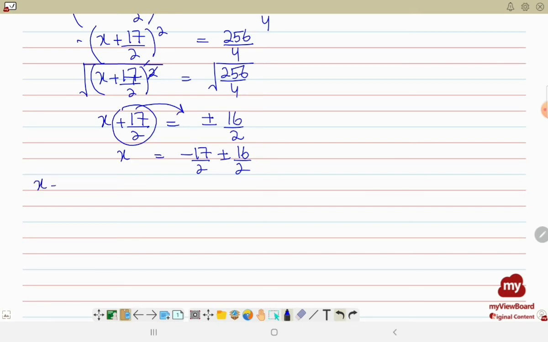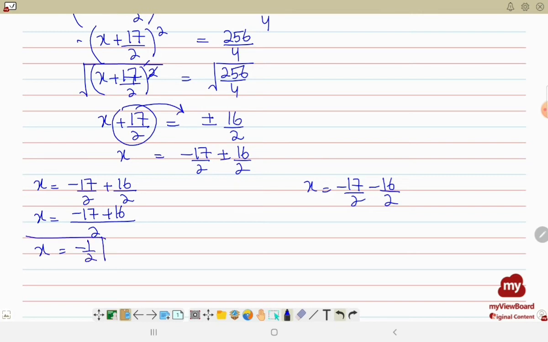So x equals minus 17 by 2 once with the plus sign and then with the minus sign, so we can easily solve it. These are two fractions, so it will become one single fraction. Here it will become minus 1 by 2. So we get one answer. And for the other value, minus 17 minus 16, the LCM is 2, so we'll just write minus 33 by 2.